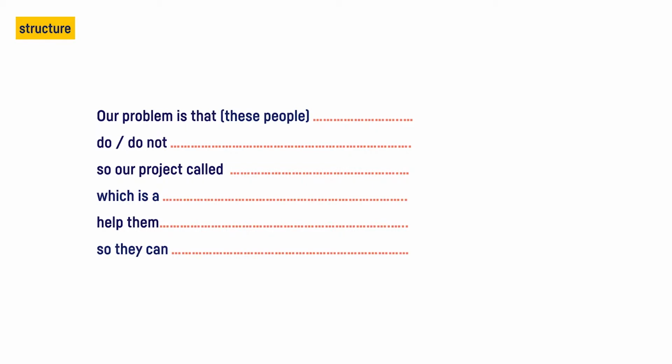So the structure: our problem is that people do something or do not do something. So our project called, whatever the name of the project, which is, and what is it concretely? Is it a series of workshops? Is it a website? Is it a marketing campaign? Is it an infrastructural project? Is it a lobbying activity to push politicians to do something else? This is the category solution. Help our people solve their problem. And this is probably the most used structure of storytelling in level 2, where very concretely and very shortly you manage to explain what the project does.